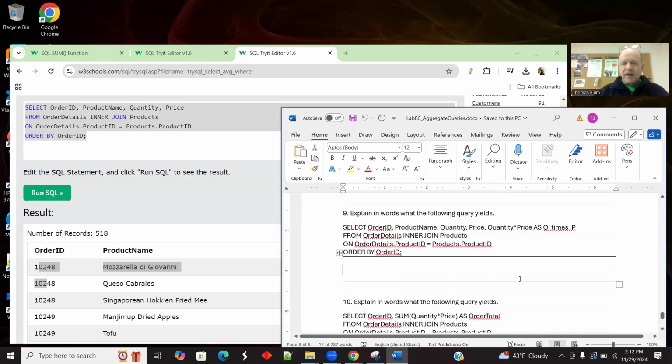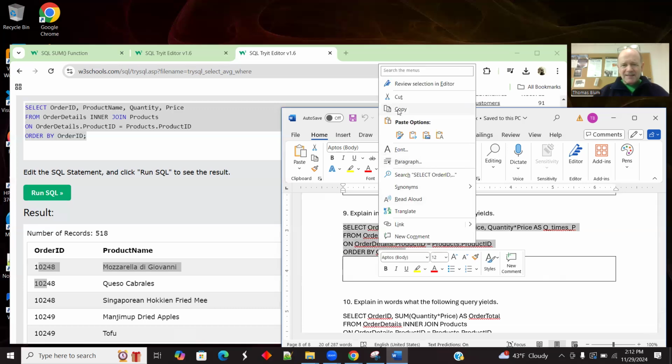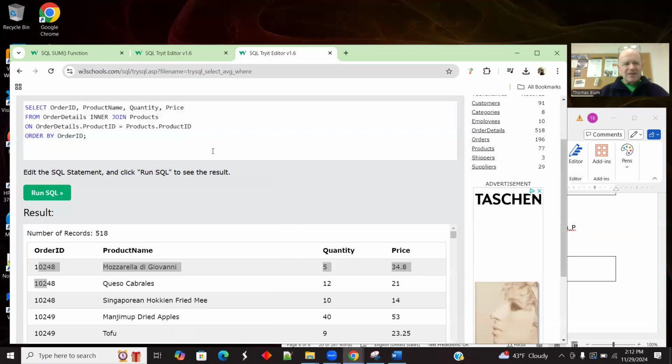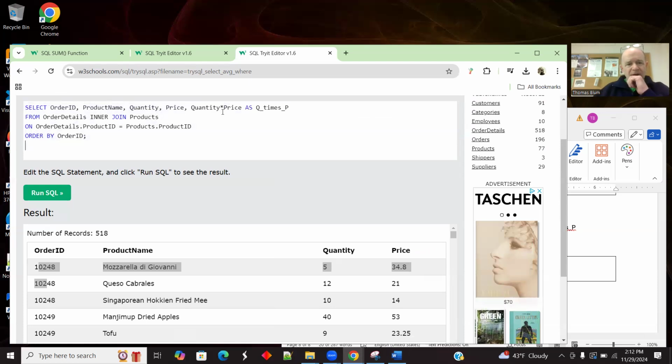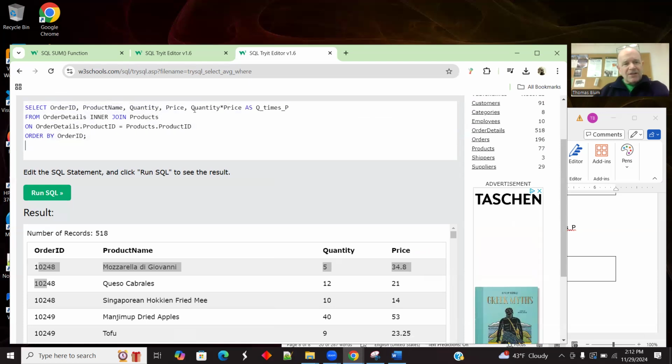Okay. Now we're going to do a little calculating. So we're going to modify this just the slightest bit. Instead of just quantity and price, we're going to multiply quantity and price. I've just added to it.